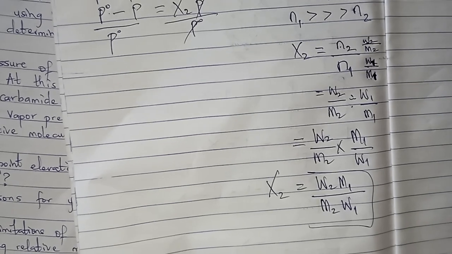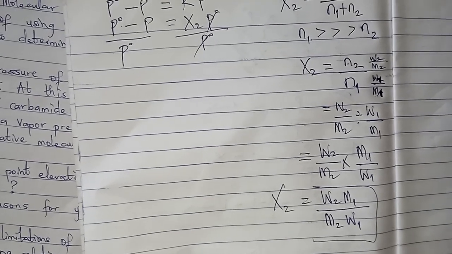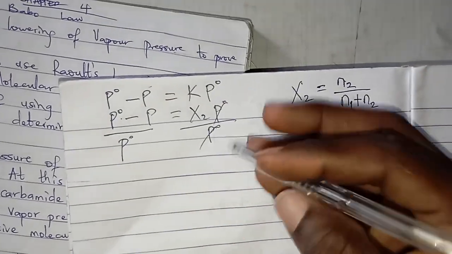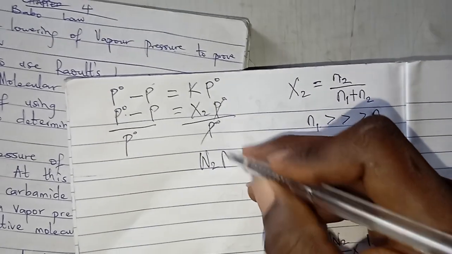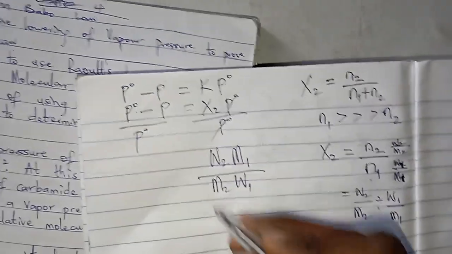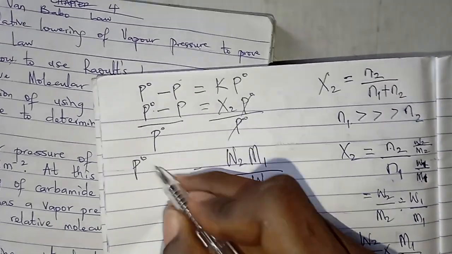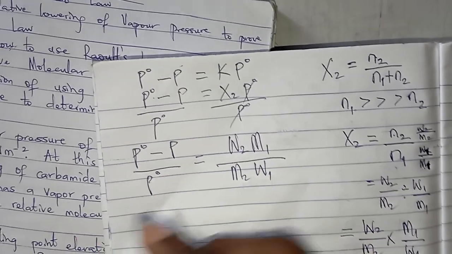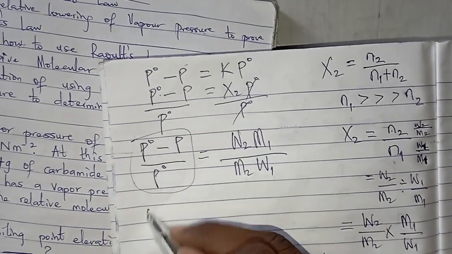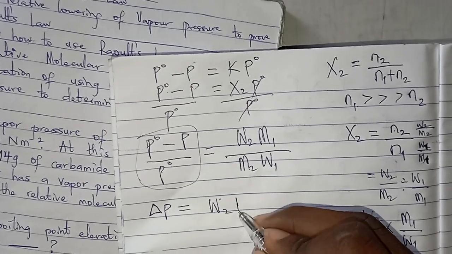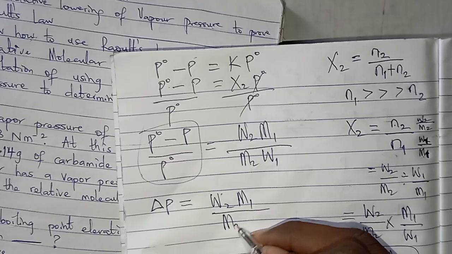Remember that the whole idea of colligative properties is about what happens to solvents when you add solutes. So solutes is what is causing everything that is happening. So I'll replace this now. Instead of X2, I'll now have W2 M1 all over M2 W1 equals P naught minus P all over P naught. So this is what we use. And you need to know that this is also the same thing as saying change in pressure equals W2 M1 all over M2 W1.